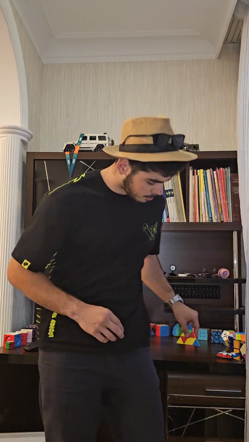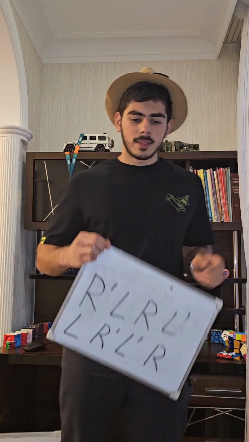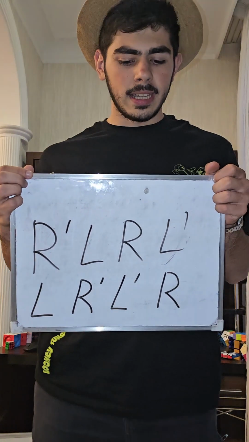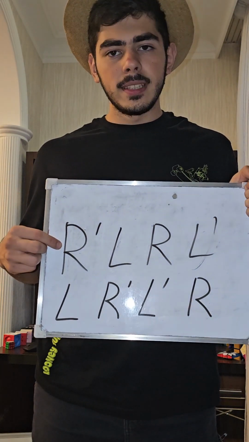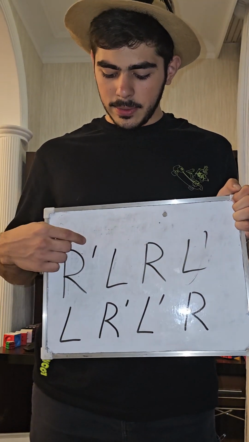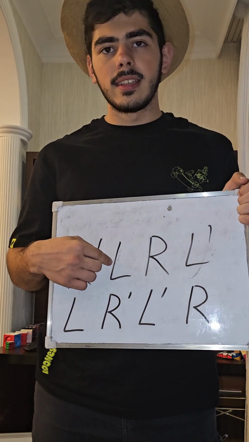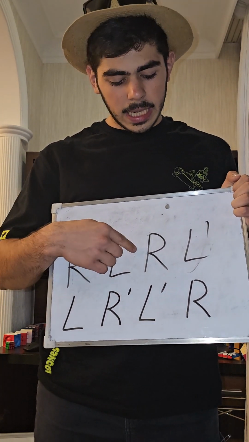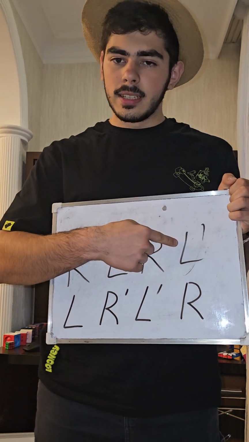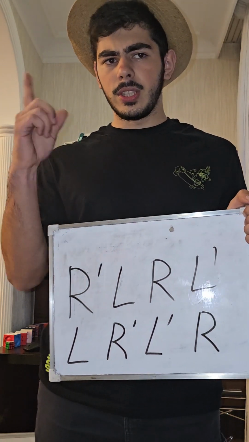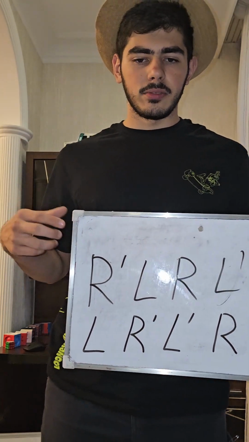First, let's learn some formulas. There are two formulas. You can ask, what does it mean? R means turn the right side clockwise, but if you see a dash, it means turn the right side counterclockwise. The same with L, left clockwise, and left counterclockwise. Same with U, up, and D, down.